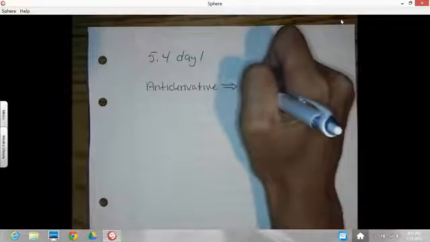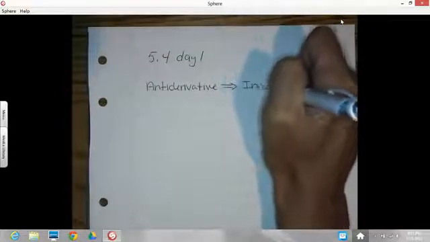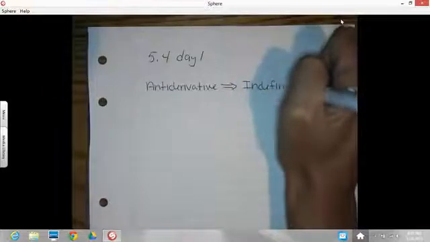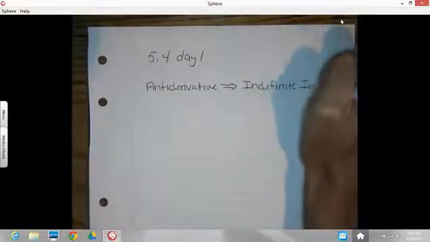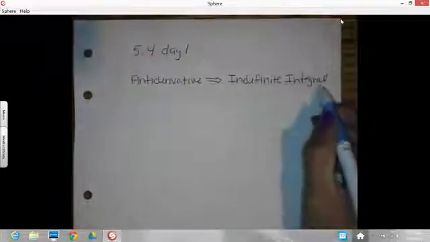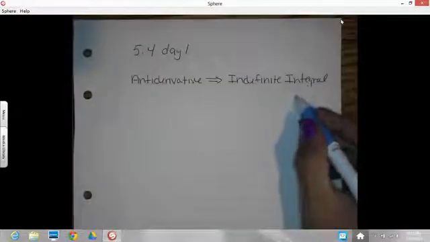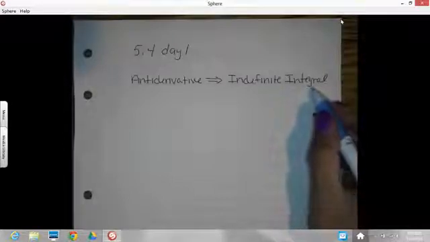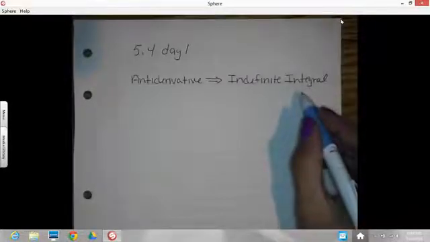First of all, antiderivative just means the same thing as indefinite integral. And you heard this term integral back in chapter 1. When we did integrals, we were finding area under the curve, and we did that many different ways. Now we're finally going to get to the algebraic way to do integrals.